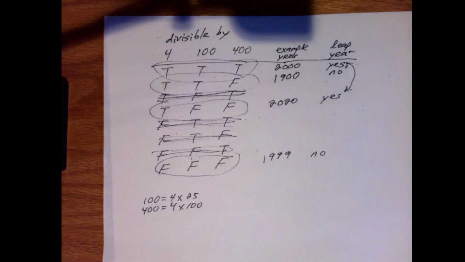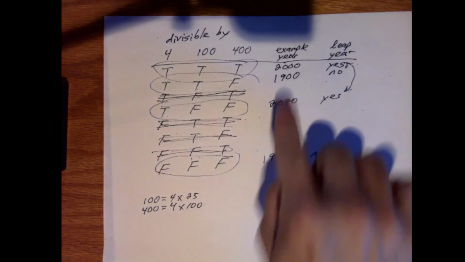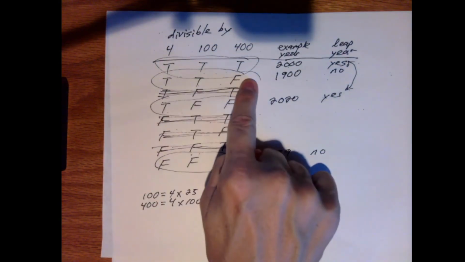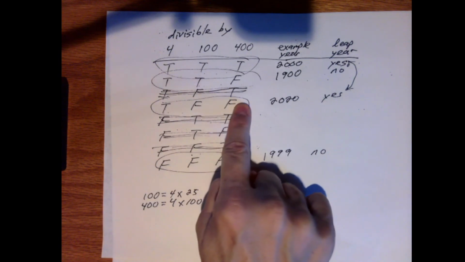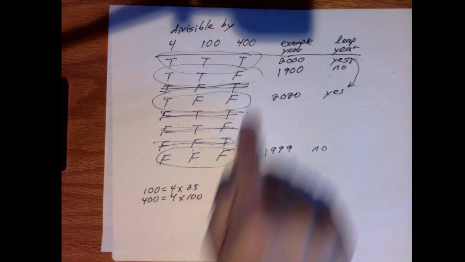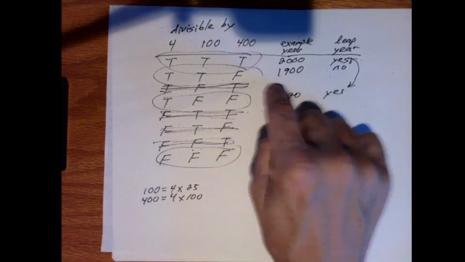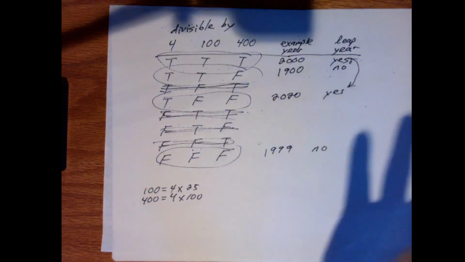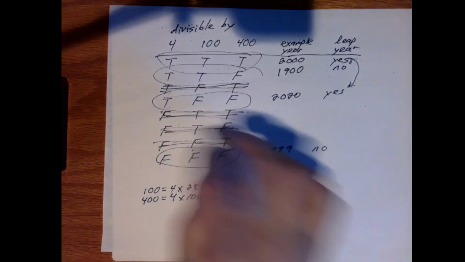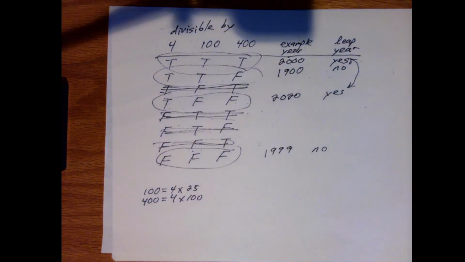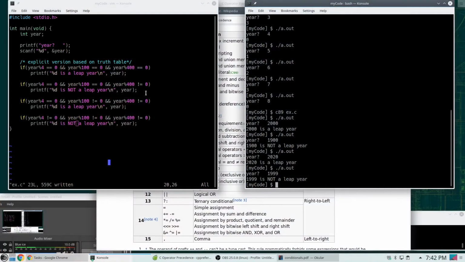Once again, it looks like this. True, true, true. True, true, false. True, false, false. False, false, false. What would have happened if we'd implemented the other things? Well, they can't even exist, so they all just would have been labeled as not leap years. But we can't actually get these combinations. But this is very explicit, matches the truth table.